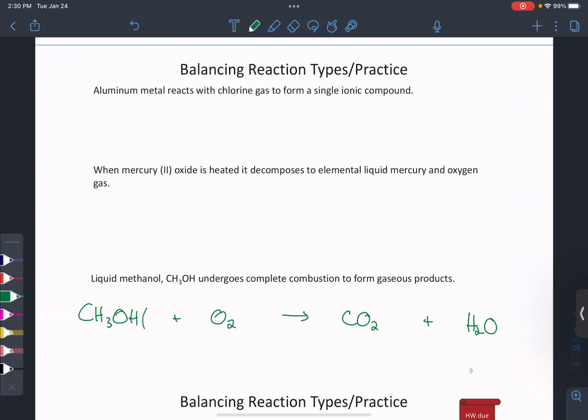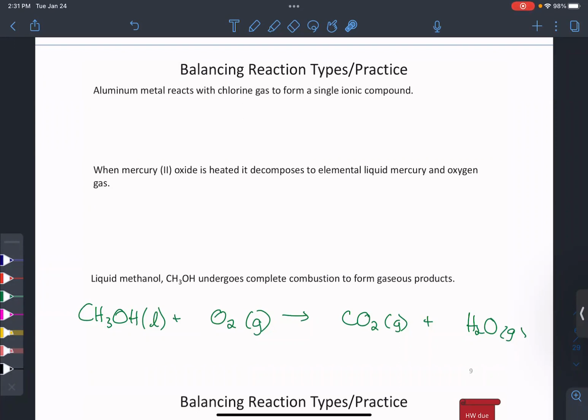So liquid methanol. So we want to say liquid. Oxygen. I hope you know that oxygen, diatomic oxygen, is a gas, right? And I said gaseous products. So both CO2 and water are gases. So the strategy here for all combustion reactions, so you will always be right, is you balance carbons first, you balance hydrogens next, then you balance oxygens last by just changing the coefficient in front of O2. If there's a fraction, multiply everything by 2. If there's not, then that's it.